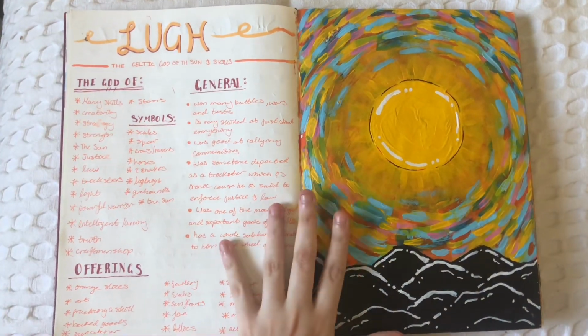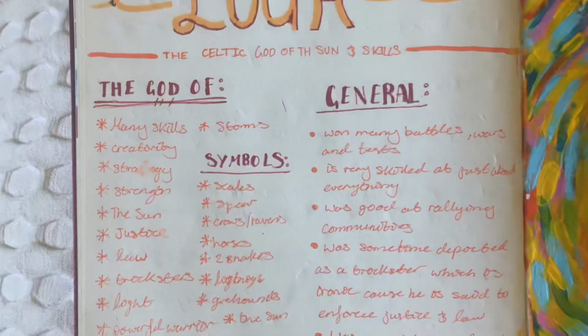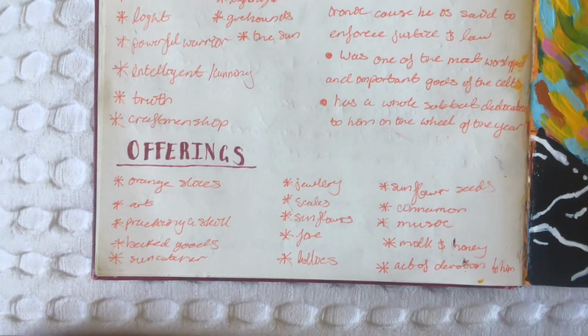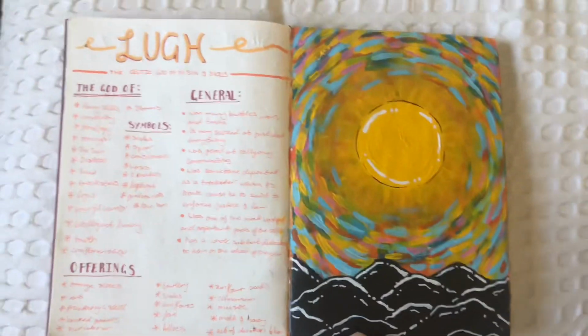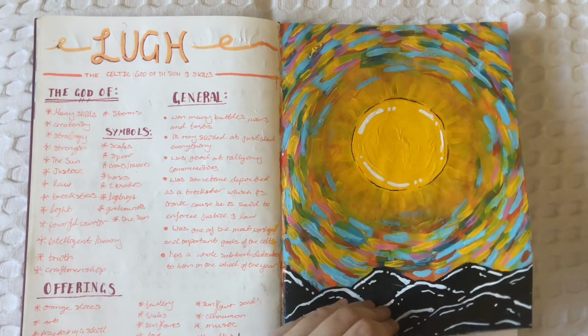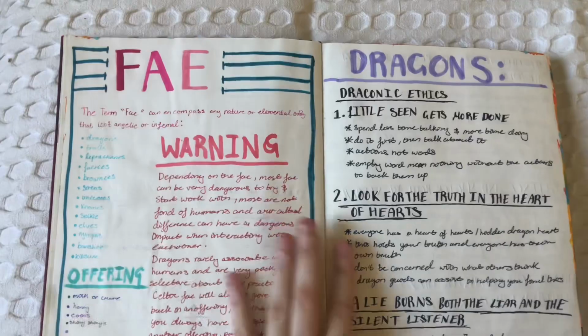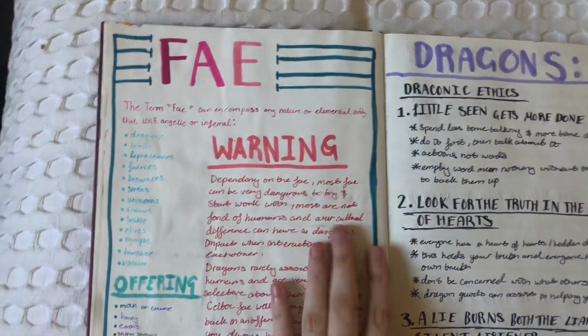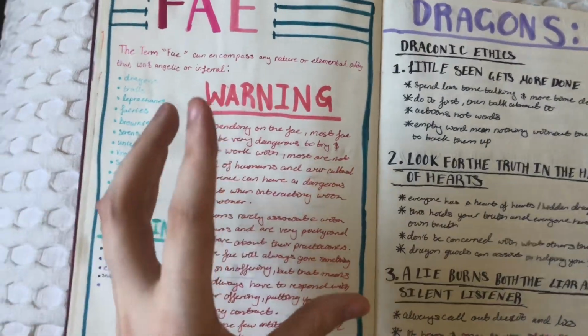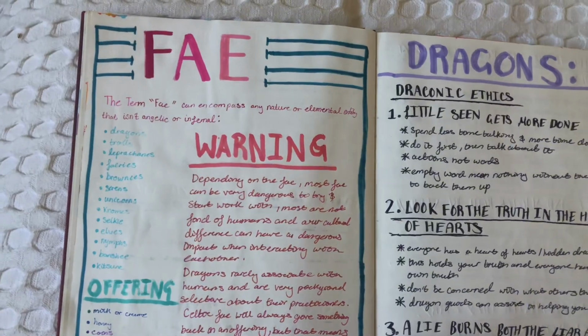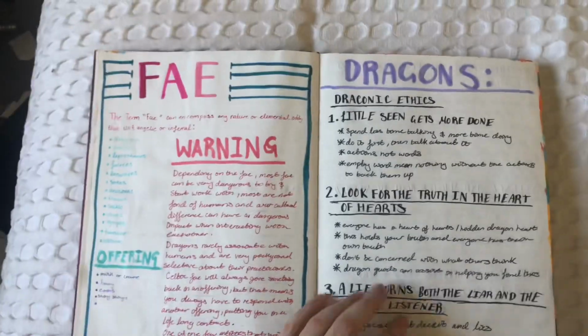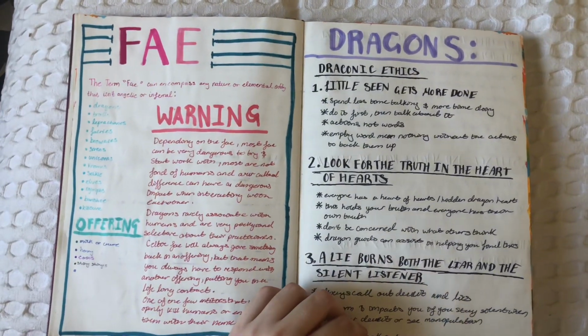This is about Lu, the Celtic god. This page turned out really well. I love it. It's stunning. Look at this painting. I've got stuff about Fae. Love how when you have a page about Fae, the majority of the page is just a warning. Accurate. I've got stuff about draconic ethics.